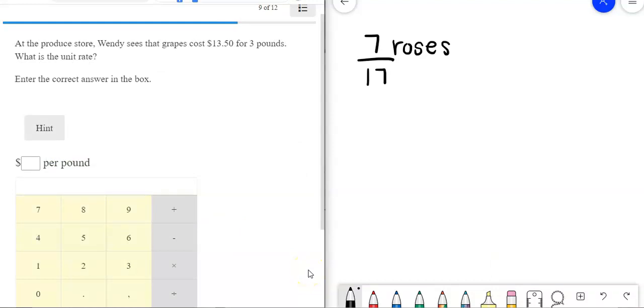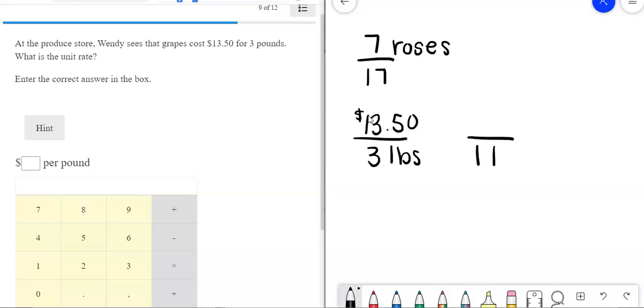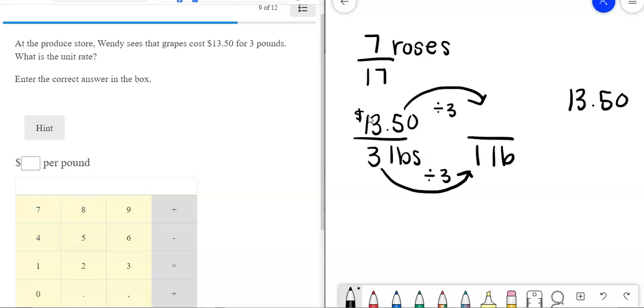At the produce store, Wendy sees that grapes cost $13.50 for 3 pounds. What is the unit rate? Remember, unit rate means I need to get 1 on the bottom. So 3 divided by 3 is 1. And then I'm going to do $13.50 divided by 3. So I'm going to come over here, do $13.50 divided by 3. The decimal goes up.